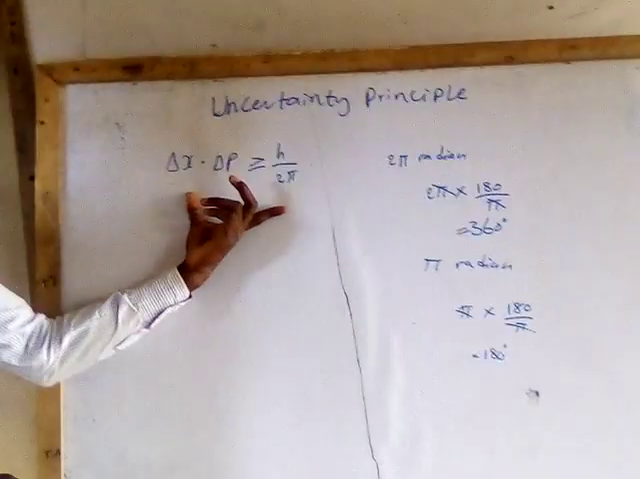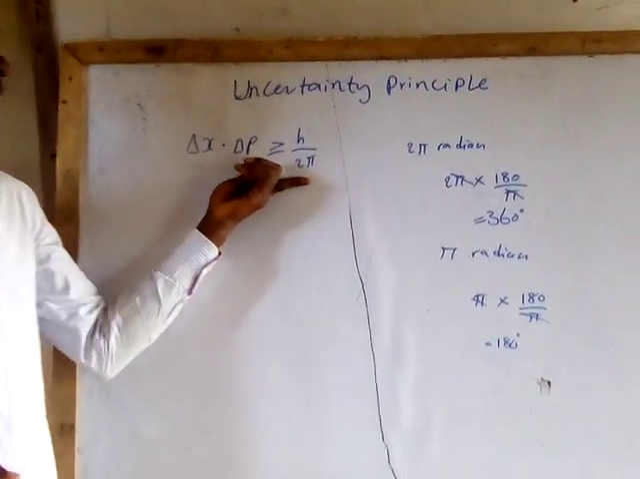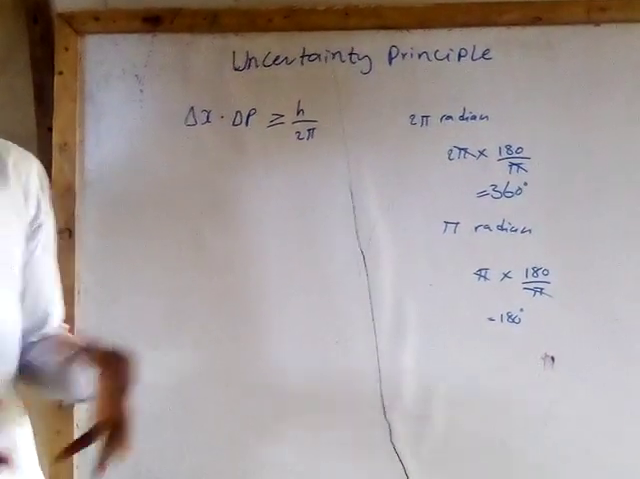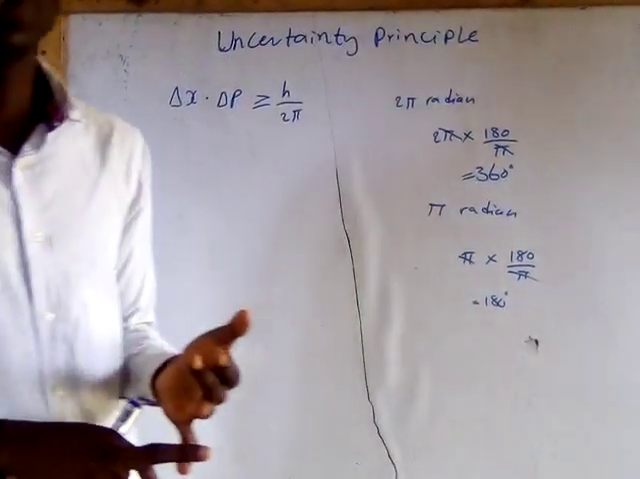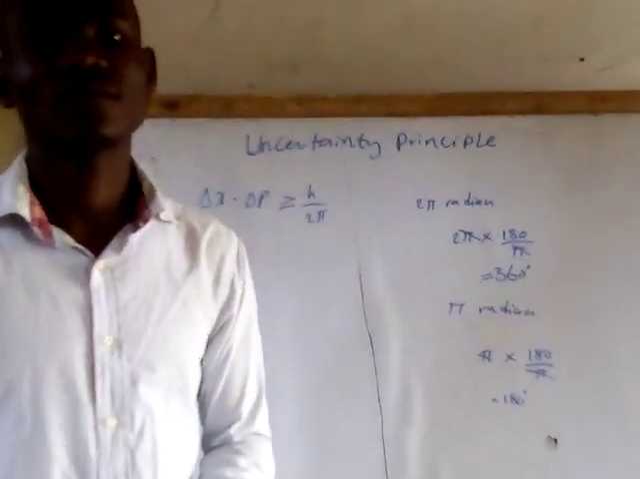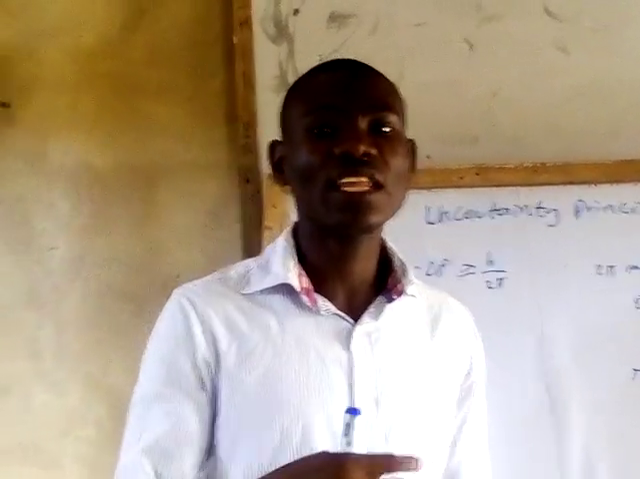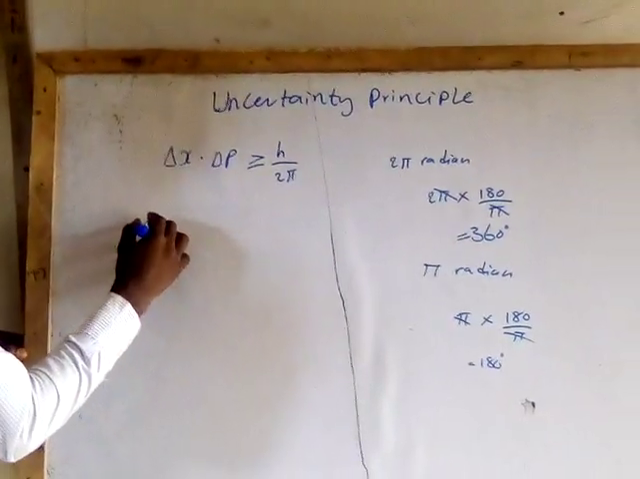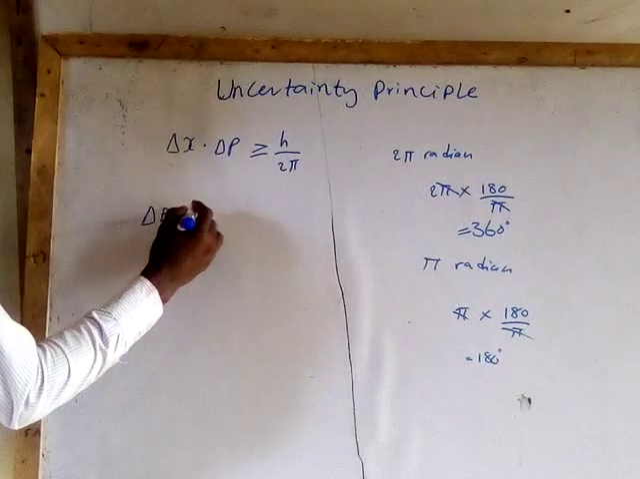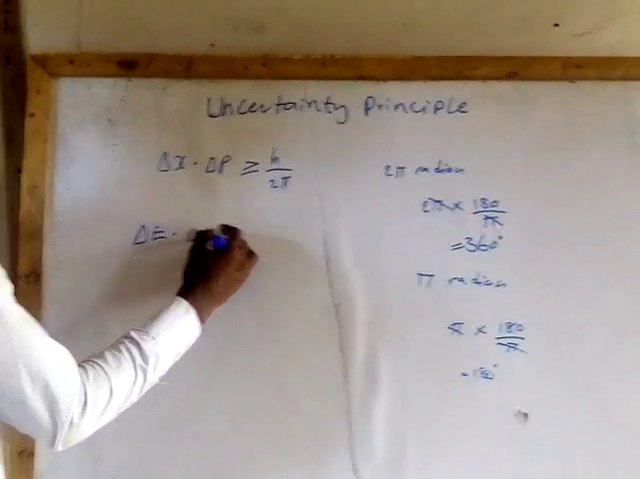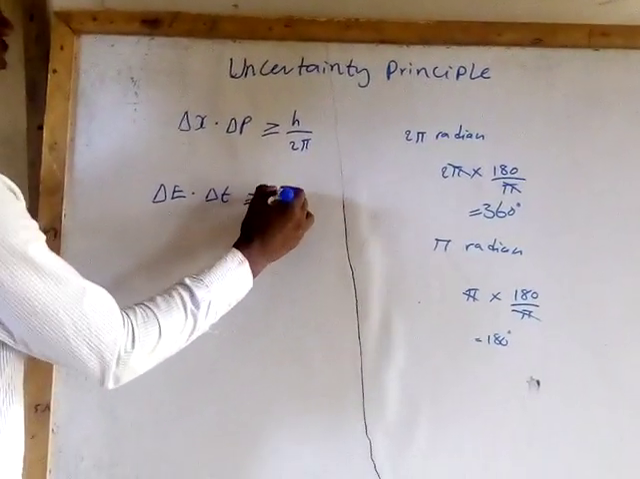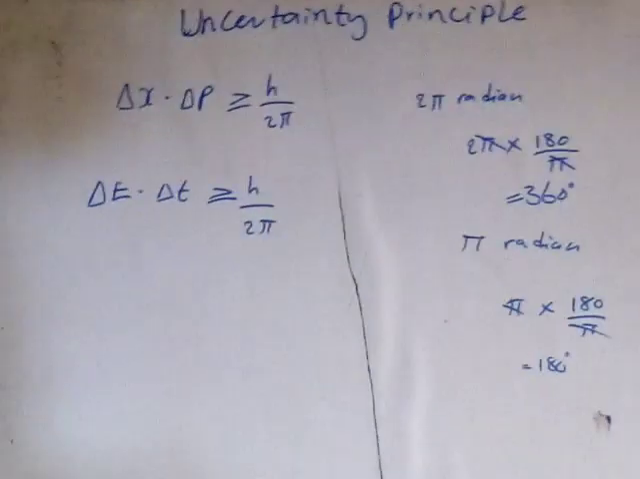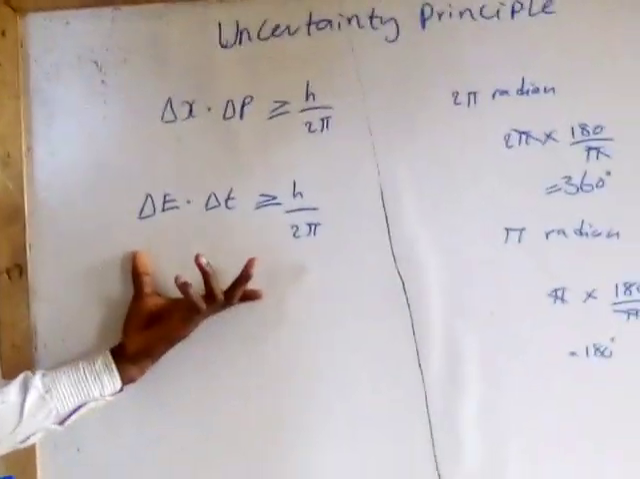So in this case, we have the first formula that shows the uncertainty principle. We are going to look at another formula. This formula links energy with time. That means the uncertainty in the energy, that is going to be the change in E times the change in time. We say greater than or equal to h over 2 pi. So we have another one here.